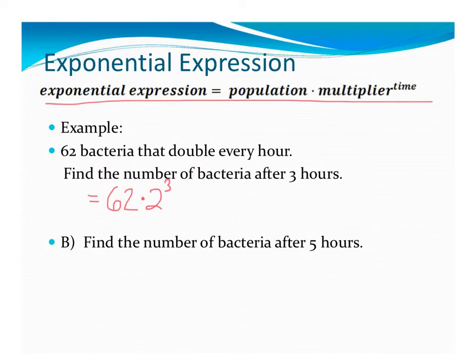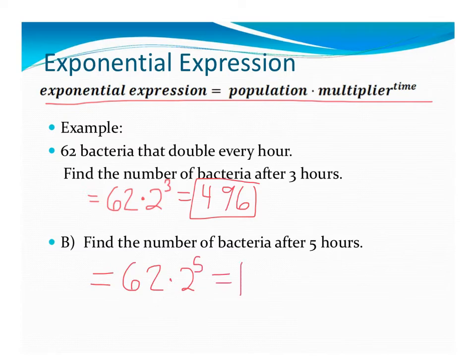So if we plug this into our calculator, we end up with 496 bacteria. Wow, that's exciting. Now, I know what you're thinking. Well, what about if it lasts 5 hours? Oh, well, look no further. We're going to figure that out right now. We'll have 62 times 2, because we're doubling, and we'll raise it to the 5th power now. And when we do that, we get 1,984 bacteria. Holy cow, that is so cool.